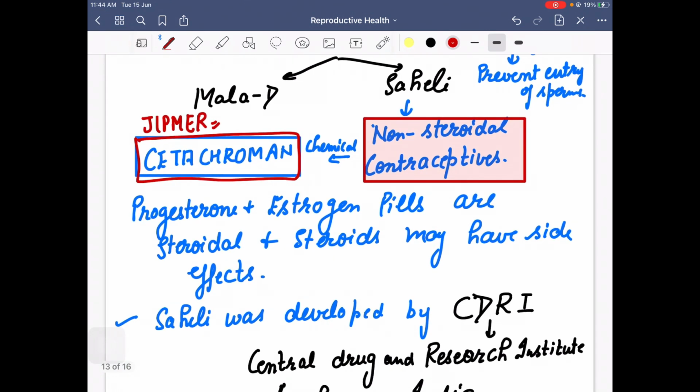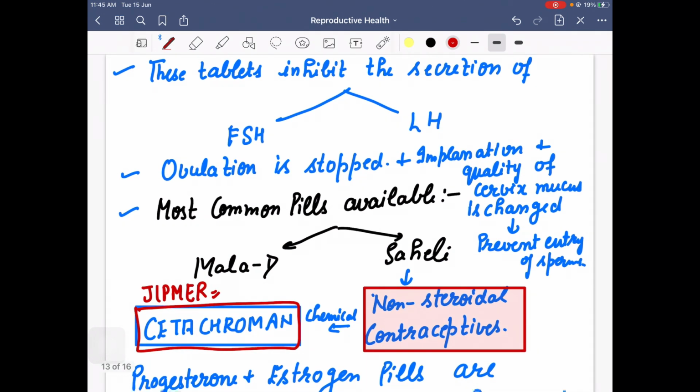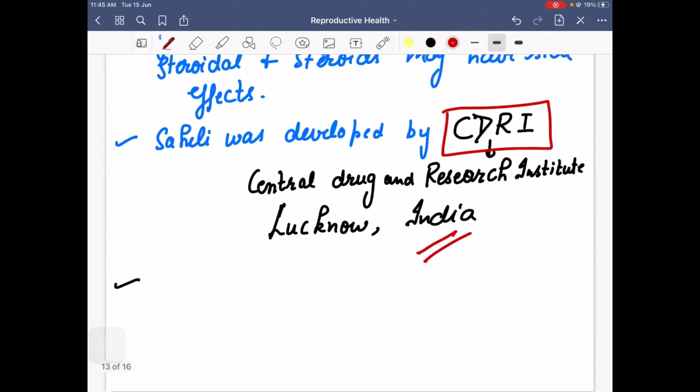And progesterone and estrogen pills, always remember they are steroidal, and steroids definitely may have side effects on the body, not exactly 100% that they will have side effects, they may have. Saheli was developed by CDRI, which is called Central Drug Research Institute, which is in Lucknow, India. So this is about your oral contraceptives. They have very high contraceptive value, right?